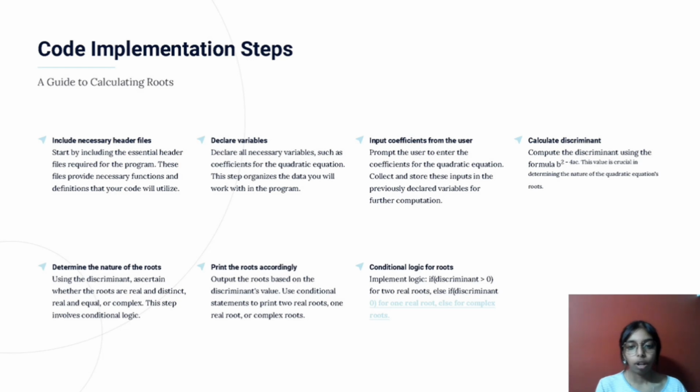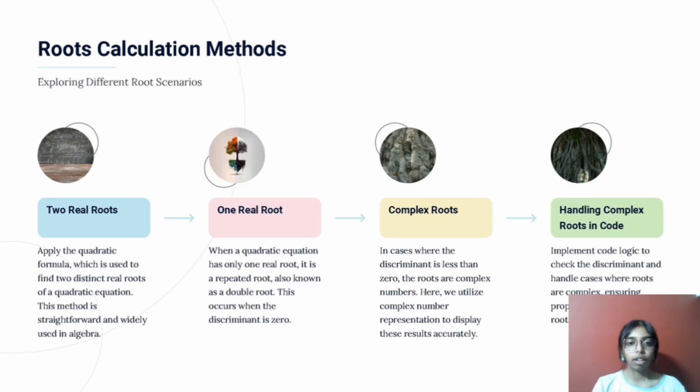Conditional logic for roots. Implement logic. If discriminant is greater than 0 for two real roots, else if discriminant 0 for one real root, else for complex roots. Roots calculation methods. Two real roots. Apply the quadratic formula which is used to find two distinct real roots of a quadratic equation. This method is straightforward and widely used in algebra.